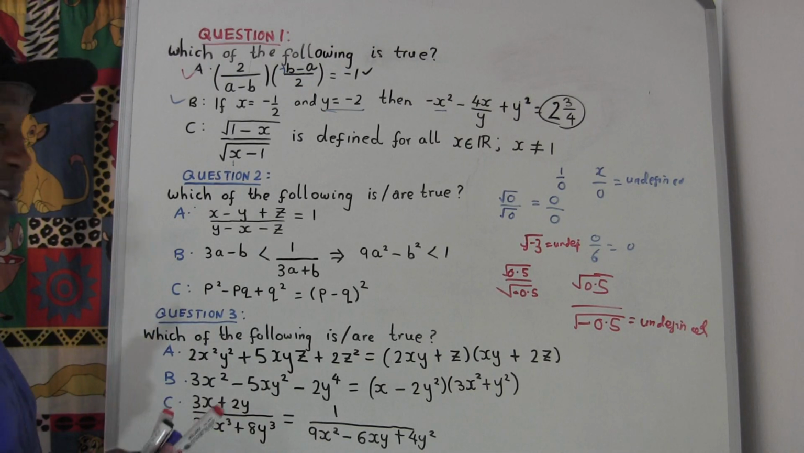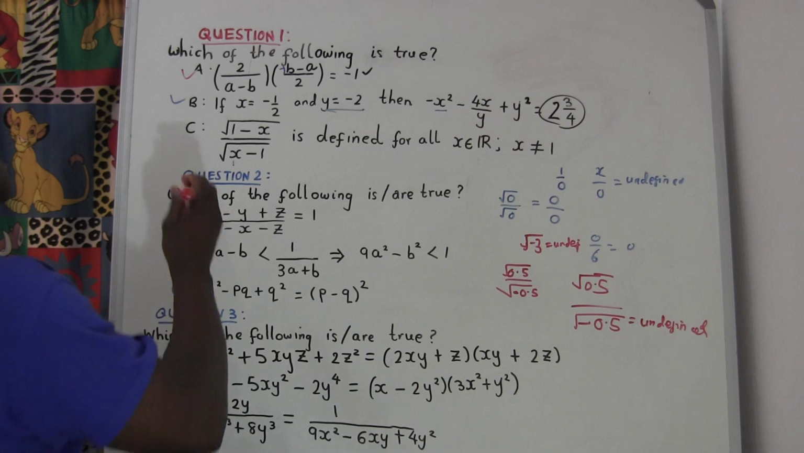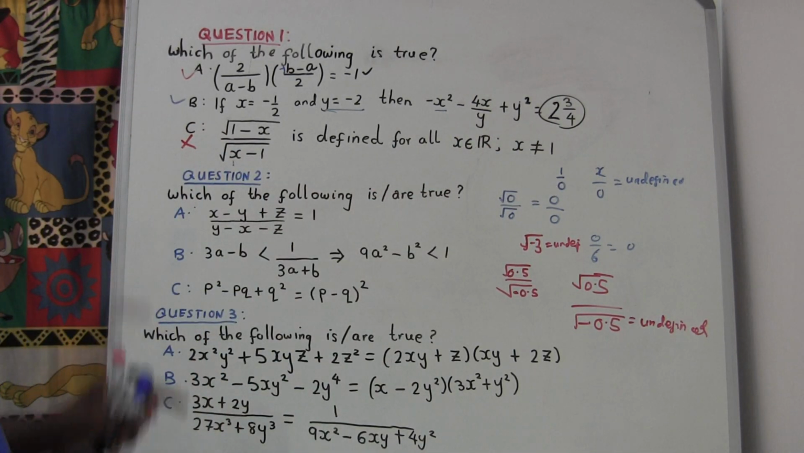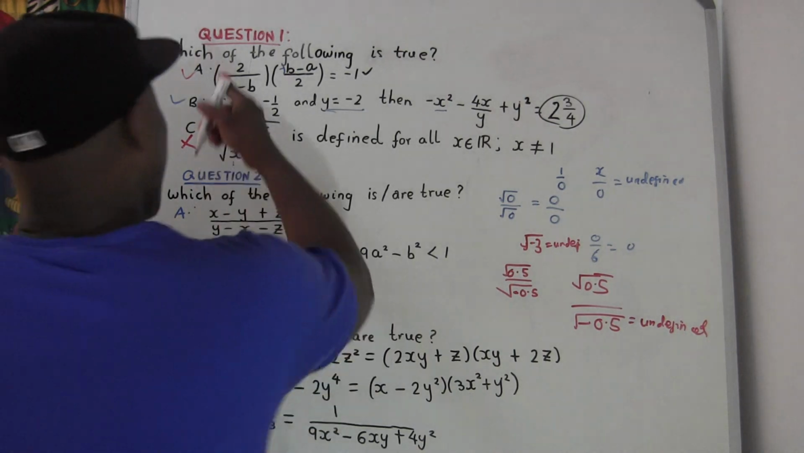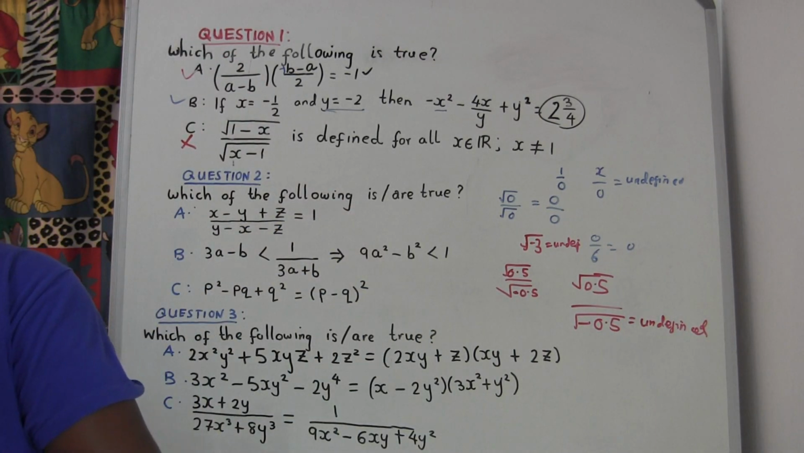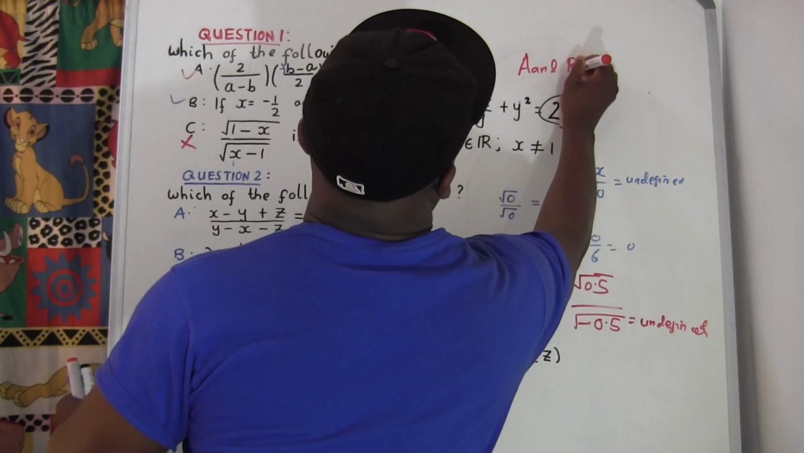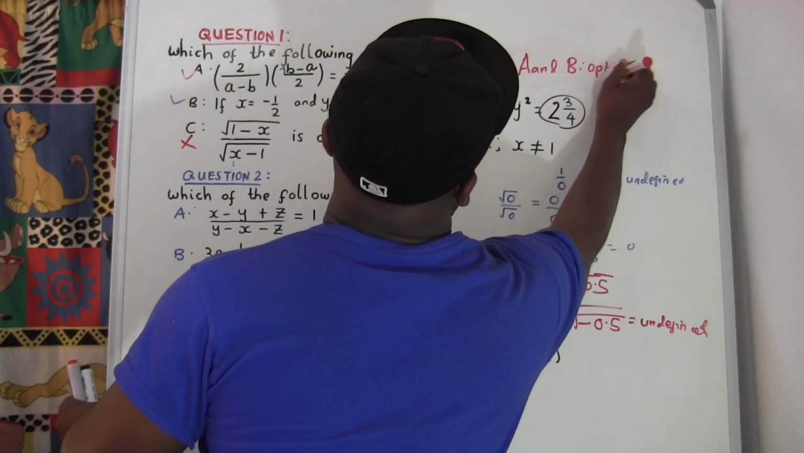You know what I'm saying? Everything is undefined. So for that case, this is not true because they say only when x equal to 1. So for question number 1, option A and B, which is option 4. So it's going to be only A and B, which should be option 4 or A and B.